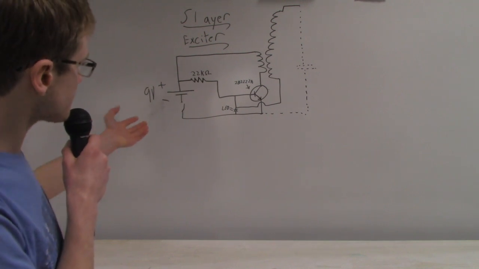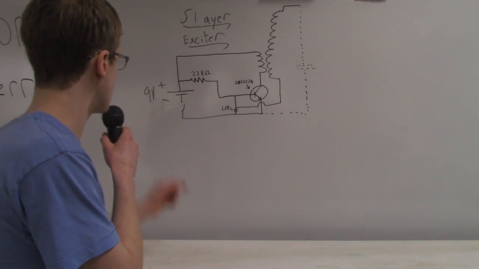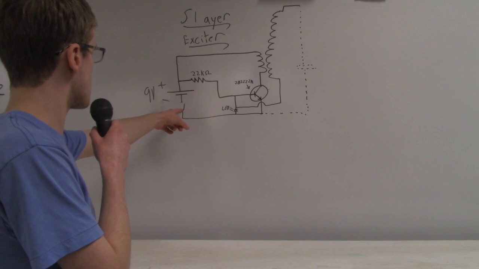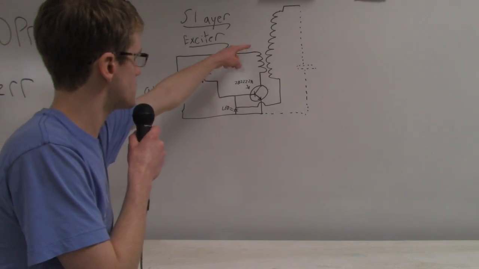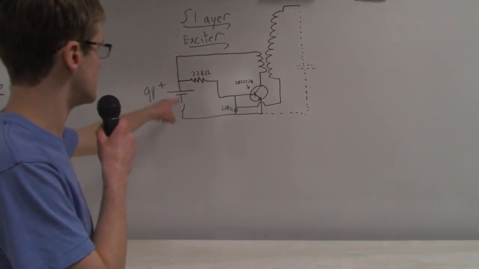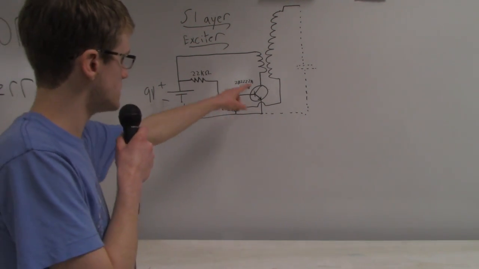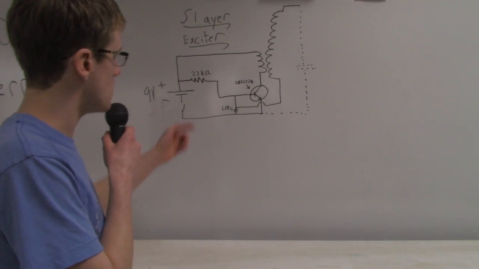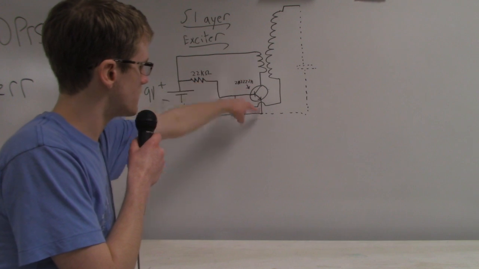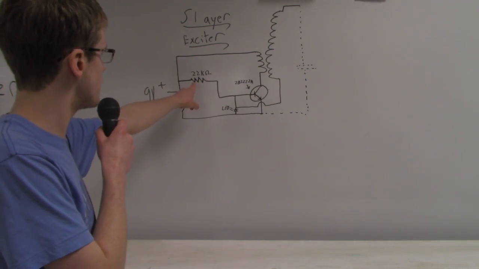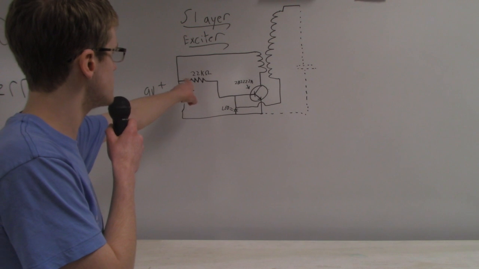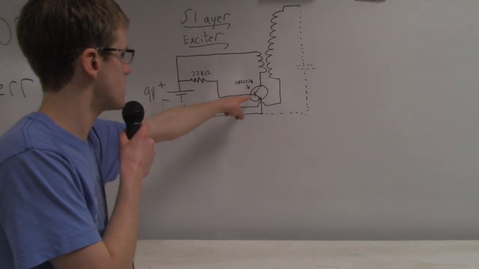So first off, the way the circuit actually operates is when you first turn on the battery, current flows through the circuit, through here, through this coil, down through the transistor, and back to the battery. The reason for this is that a transistor is like a switch. So when you apply a voltage to the base, it allows current to flow through it. And in this case, voltage is being applied to the base through this biasing resistor right here.